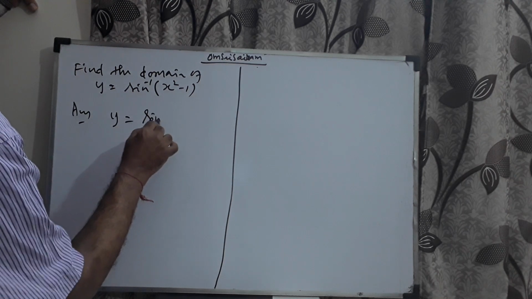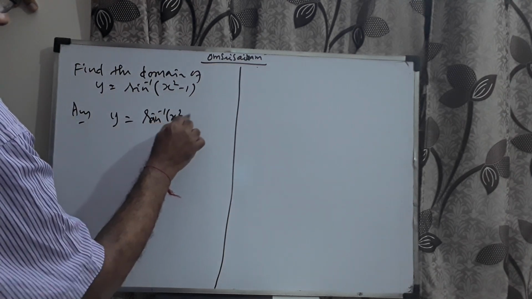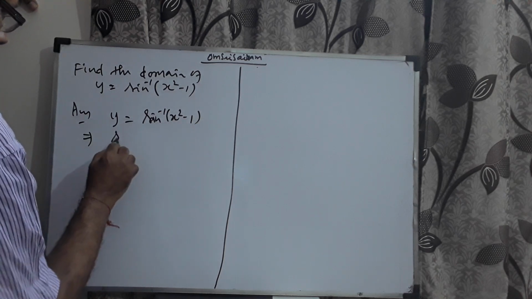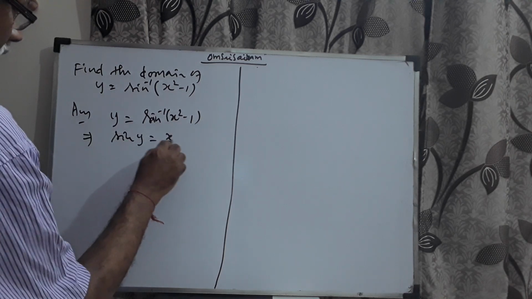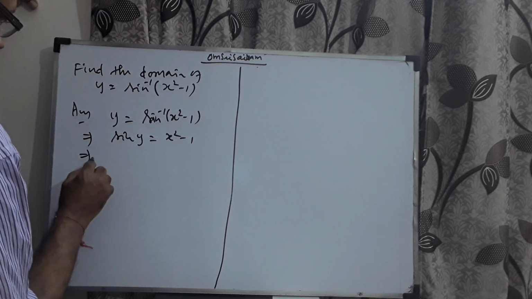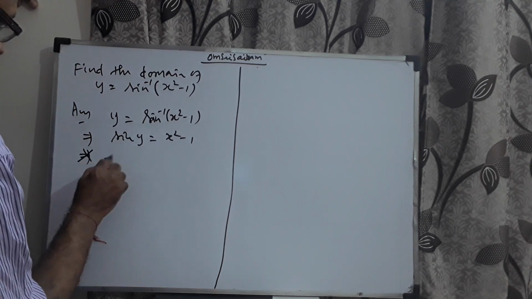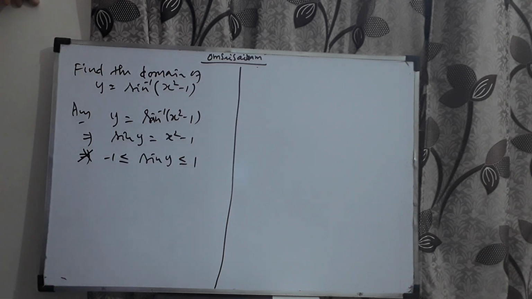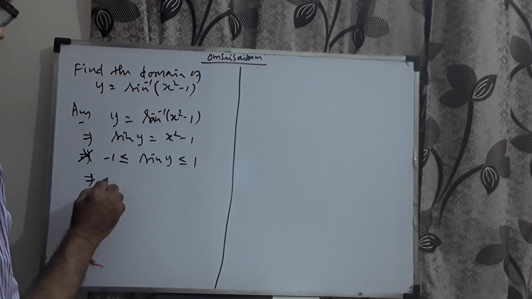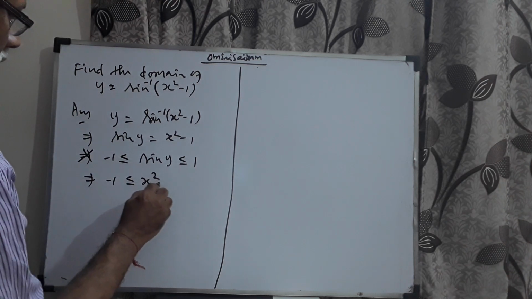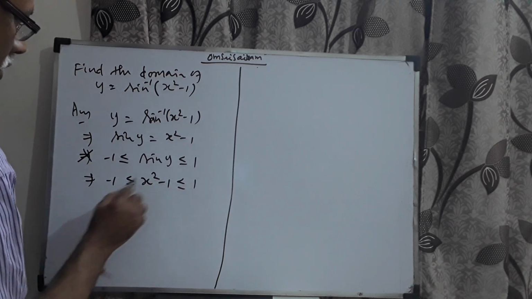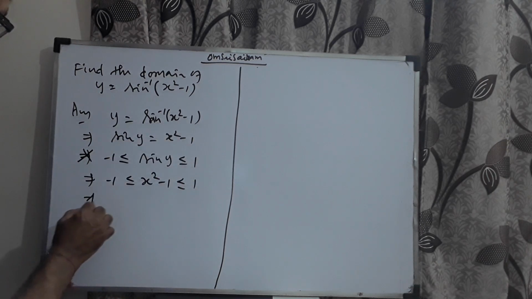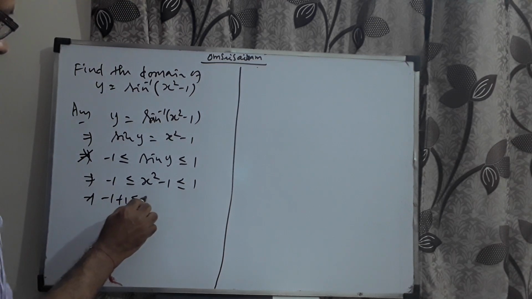y is equal to sine inverse of x square minus 1. This is the question given to you, which implies sine y is equal to x square minus 1. We know very well minus 1 is less than or equal to sine y, which is less than or equal to 1. The maximum value taken by the sine curve is always 1. The minimum value taken by the sine curve is always minus 1, which will imply minus 1 less than or equal to x square minus 1 less than or equal to 1, because sine y is nothing but x square minus 1. Let me add 1 throughout.